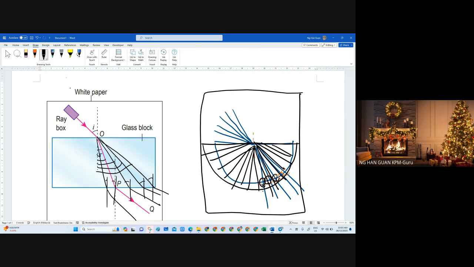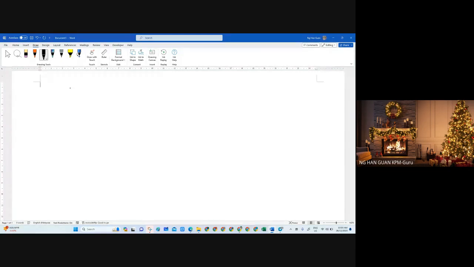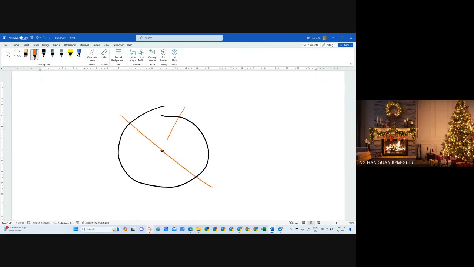If you use a semicircular glass block, because for the circle, every light that passes through the center of the circle is actually perpendicular to the surface. Every single point here is perpendicular to the curved surface here.